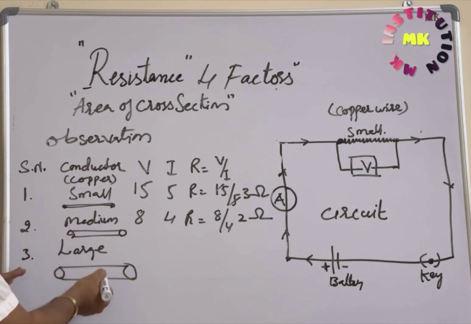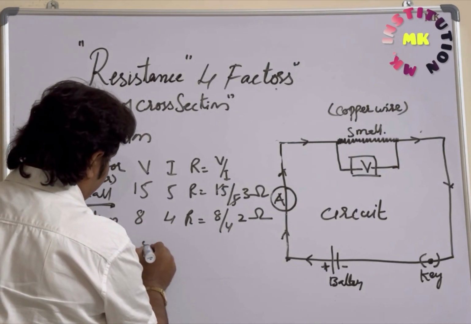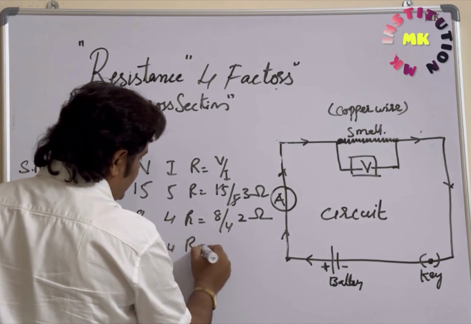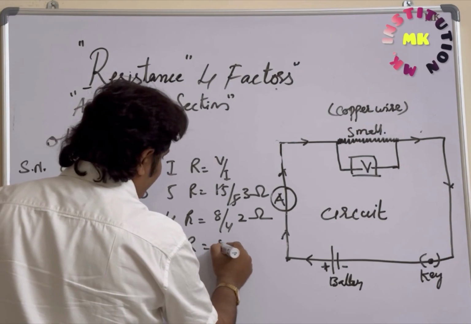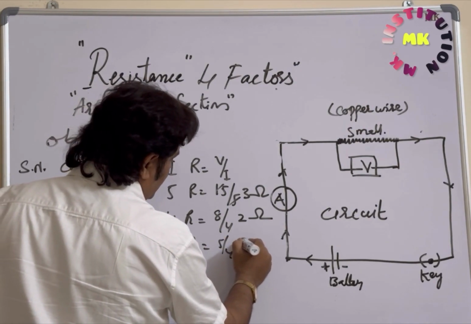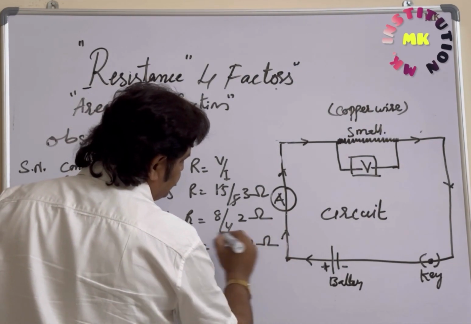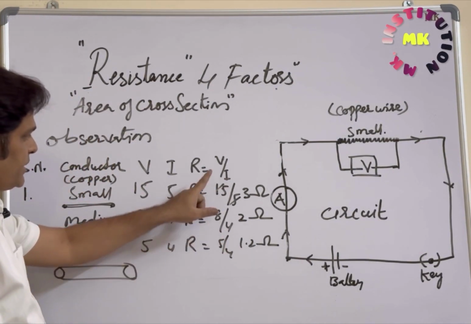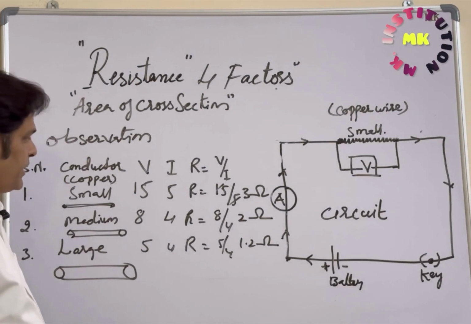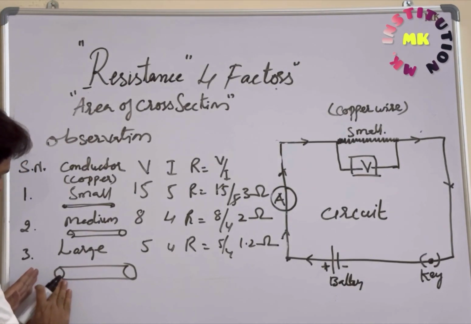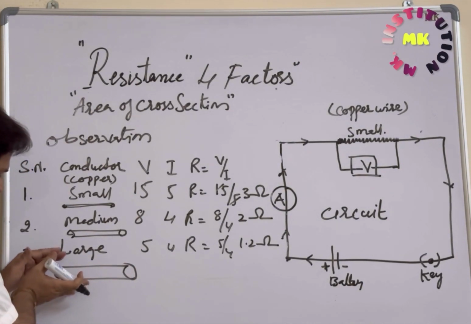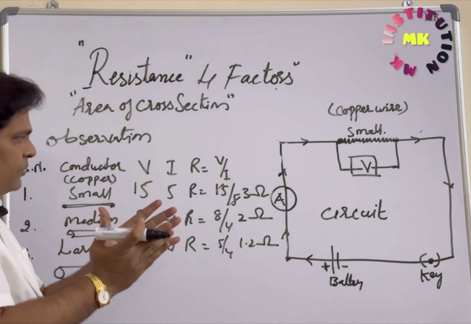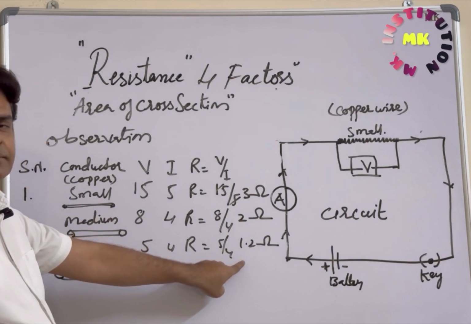Clear? So large one. Now here what we are getting, suppose 5 and here 4. Now what will be the resistance here? 5 by 4, you'll get 1.2 ohms. Clear? See the difference of resistance here. When the area of cross section of this copper conductor becomes large, big here, automatically the resistance decreases.